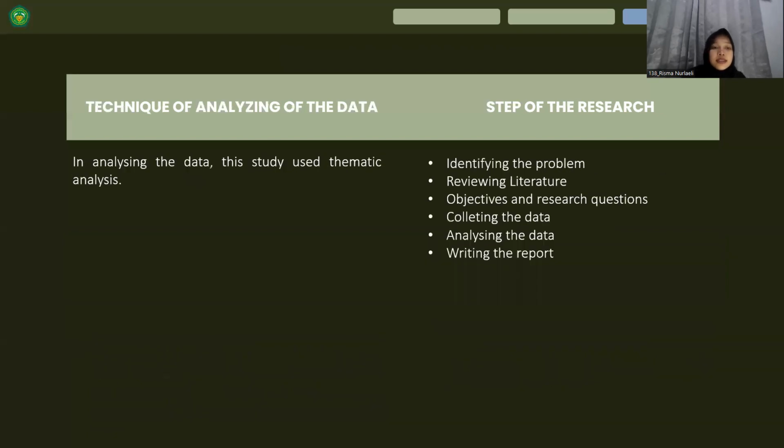And the next is the technique of analyzing the data. In analyzing the data, this study will use thematic analysis. And for this type of research, the researcher will conduct the following stages. First is identifying the problem, reviewing literature, objectives, and research questions, collecting the data, analyzing the data, and last is writing the report.